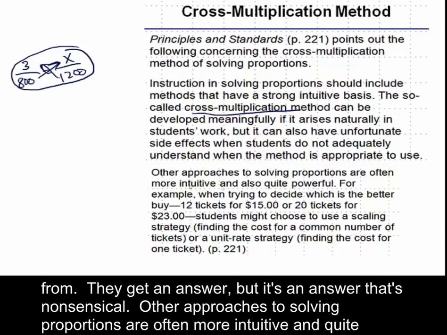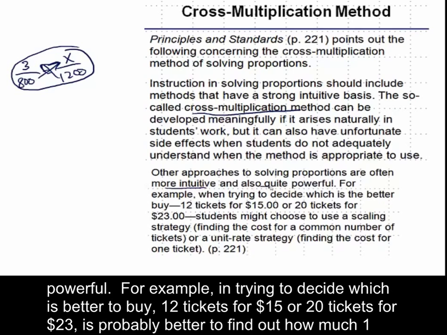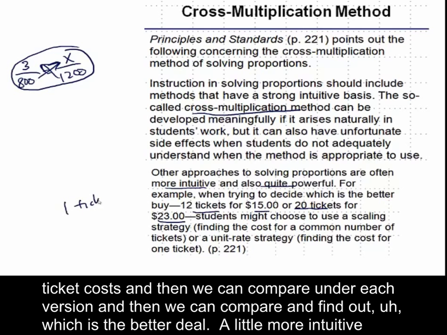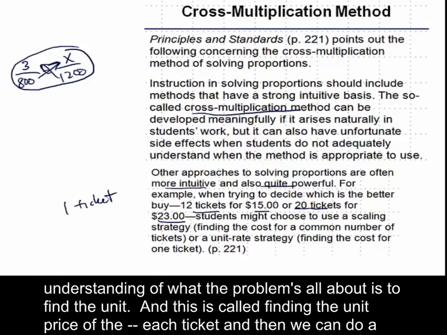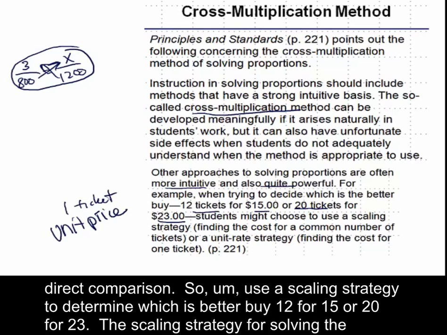Other approaches to solving proportions are often more intuitive and quite powerful. For example, when trying to decide which is better to buy, 12 tickets for $15 or 20 tickets for $23, it's probably better to find out how much one ticket costs, and then we can compare under each version and find out which is the better deal. A more intuitive understanding of what the problem is all about is to find the unit, and this is called finding the unit price of each ticket, and then we can do a direct comparison.